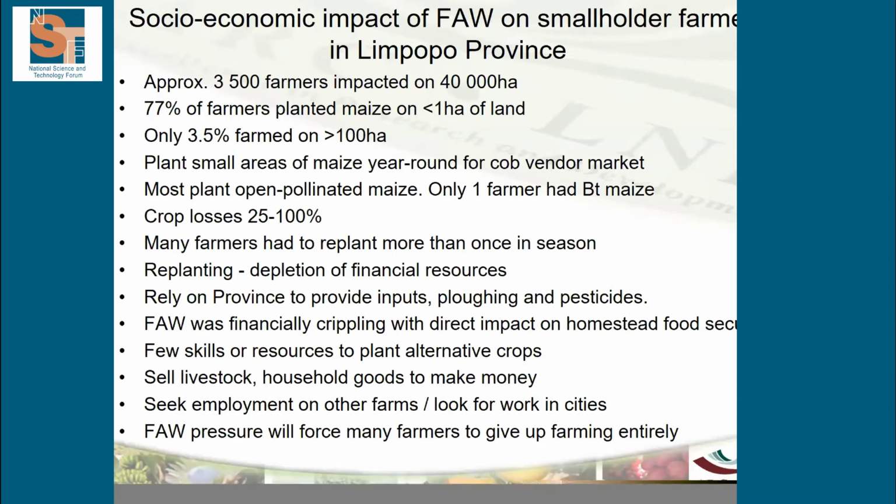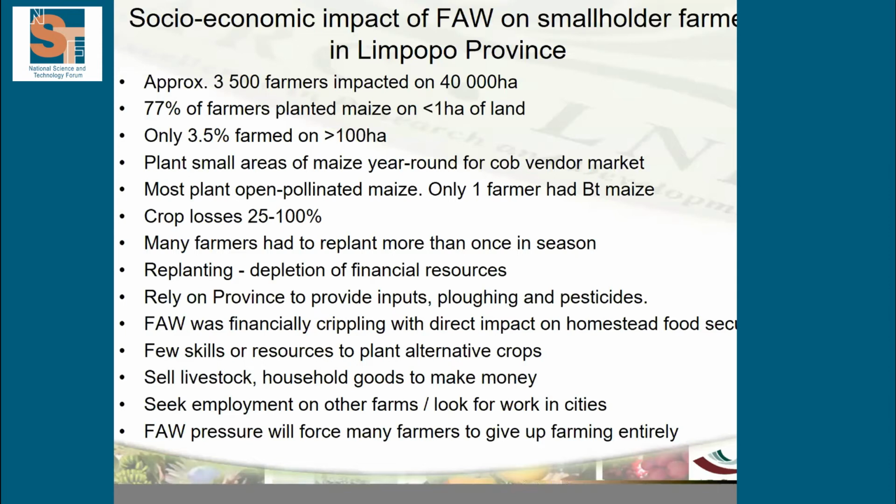And we found that they plant small areas of maize year-round, mainly for green maize, mainly for the roasted cob markets, the vendors. They sell to the vendors who roast these cobs on the street corners all over the rural areas and in the cities. So this is where the money is. Most planted open pollinated maize, but only one farmer had BT maize.